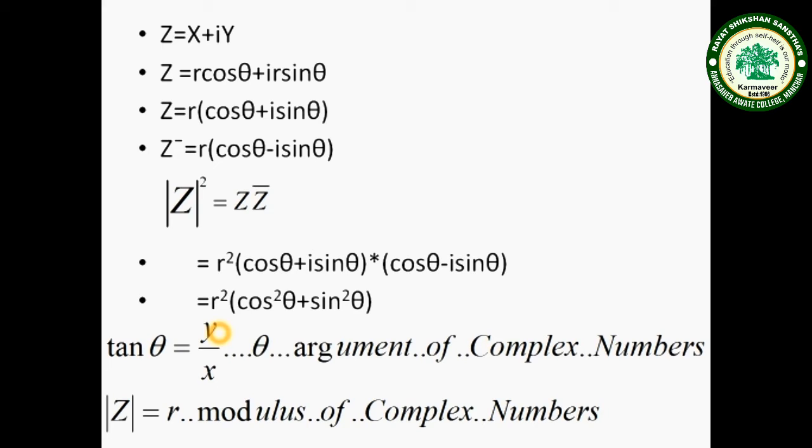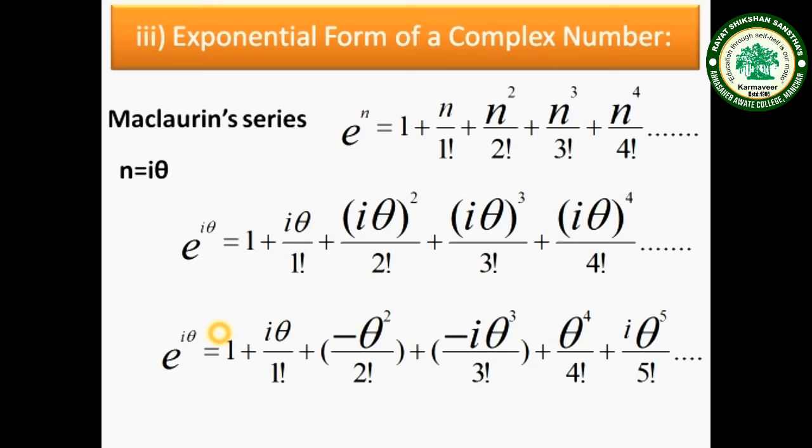That is argument. So mod z is the modulus of a complex number and theta is the argument of a complex number. Let us see how this exponential form of a complex number is taken. For the same, all of us are familiar with the Maclaurin series, and we have taken any arbitrary number as n. So e to the power n we have taken in the form of a Maclaurin series.